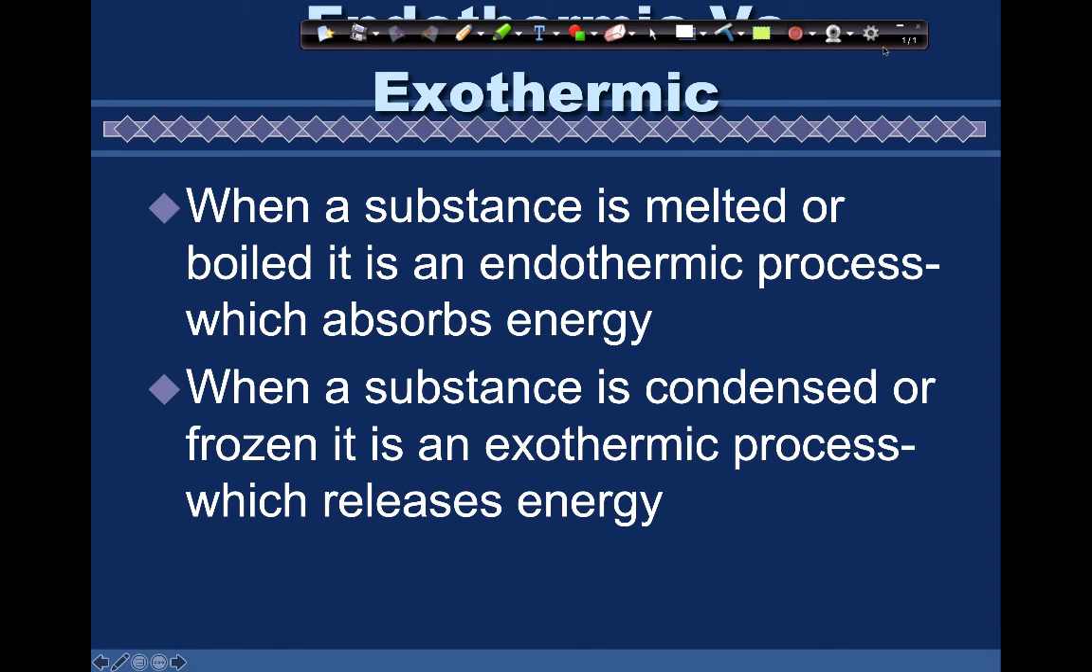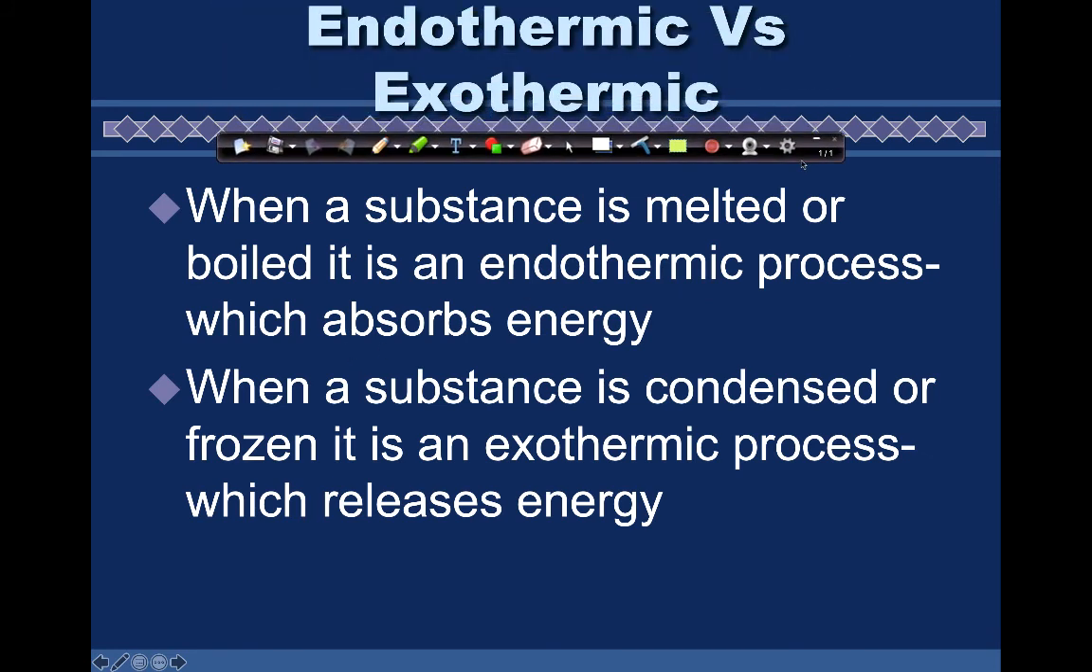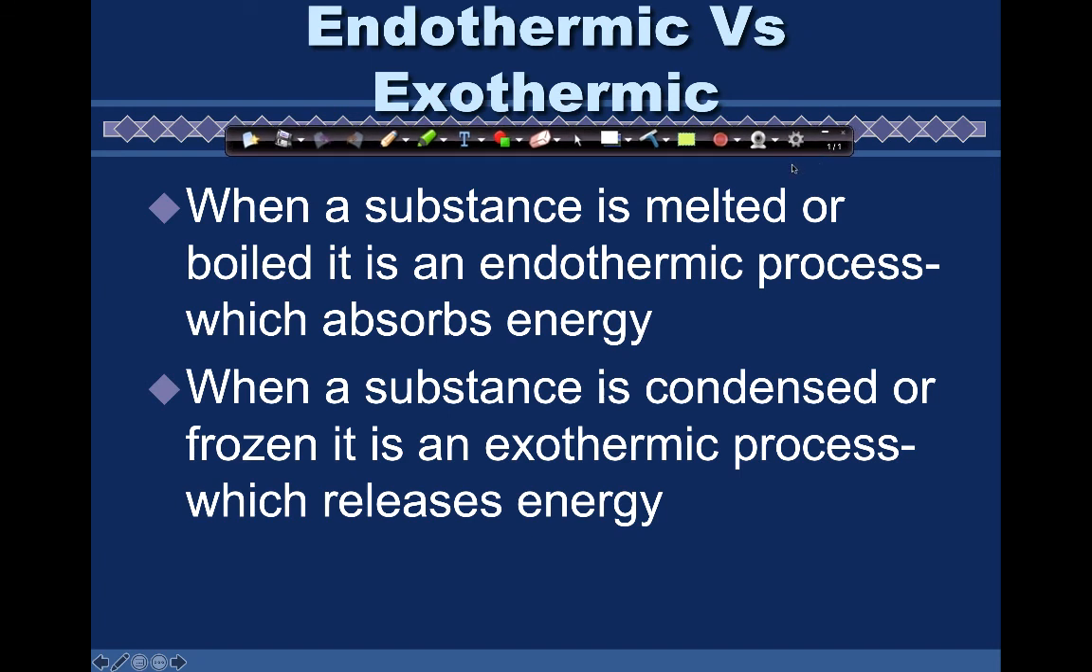Okay, so something else to note. Endothermic and exothermic process. Well, when we're talking about those terms, we're talking about whether we're releasing energy or we're putting energy into a system. So if a substance is being melted or if you're boiling it, you're adding energy to make that happen. You have to heat it up to make a substance melt or to make it boil. That's an endothermic process which absorbs energy. When you take a substance and you freeze it or you condense it back to a liquid, that's actually an exothermic process. You're taking energy away from it. So you have to take energy out of those substances to make it condense or make it freeze.